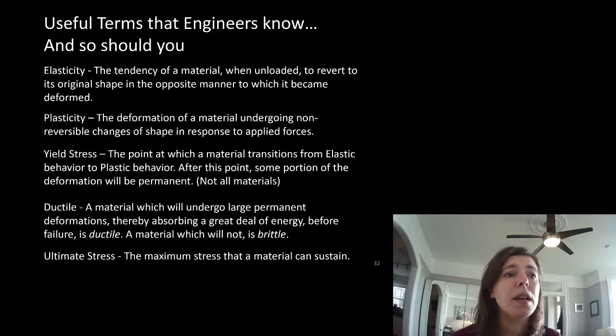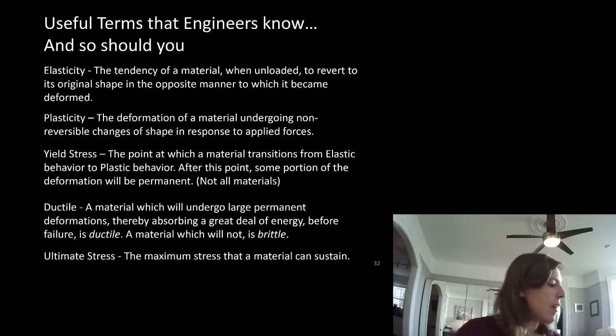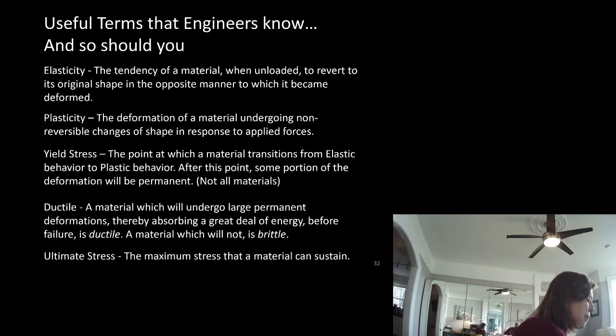Yield stress, the point at which a material transitions from elastic behavior to plastic behavior. After this point, some portion of the deformation will be permanent. Not all materials have a yield stress, because not all materials have a plastic zone. In fact, you know what? I'm going to add that right there into the slide. Plastic. Not all.